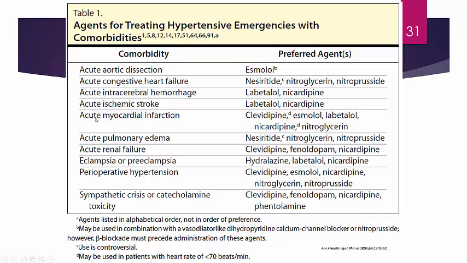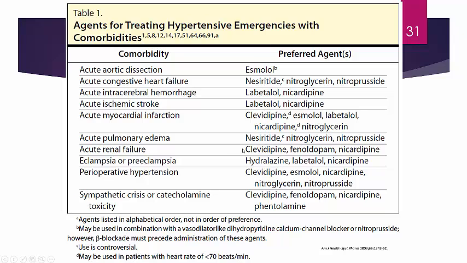In regards to patients who have acute MI, there are many different things that you can use, one of the most common being nitroglycerin, but you can also use Clevidipine, Nicardipine, in addition to Esmolol and Labetalol. So essentially a dihydropyridine calcium channel blocker in addition to a beta blocker or nitroglycerin for this one.